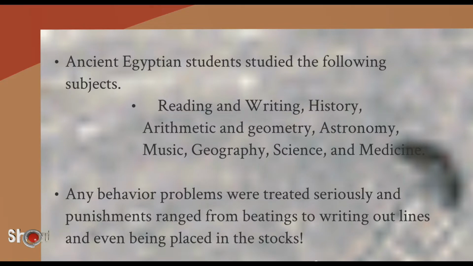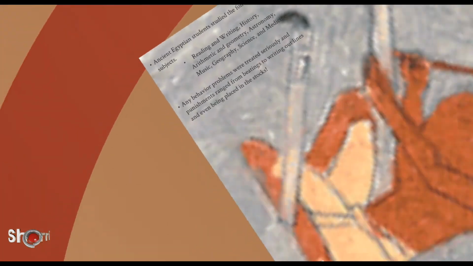Ancient Egyptian students studied the following subjects: reading and writing, history, arithmetic and geometry, astronomy, music, geography, science, and medicine. Any behavior problems were treated seriously, and punishments ranged from beatings to writing out lines and even being placed in the stocks.